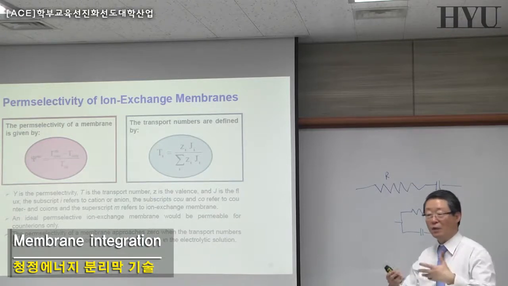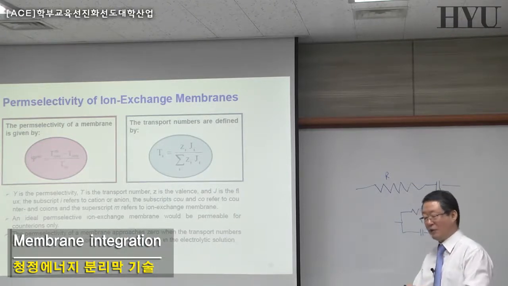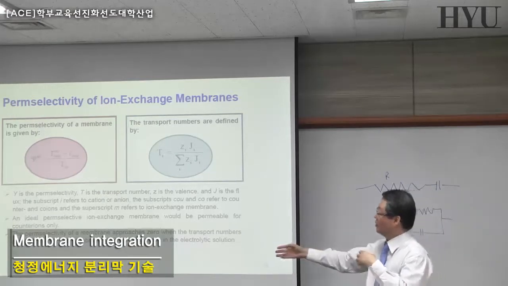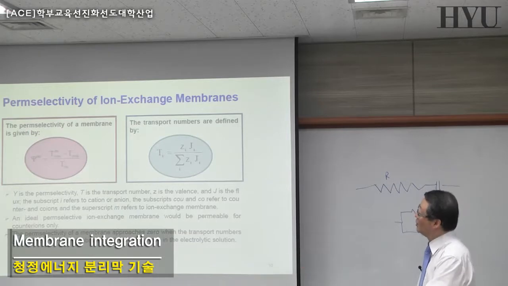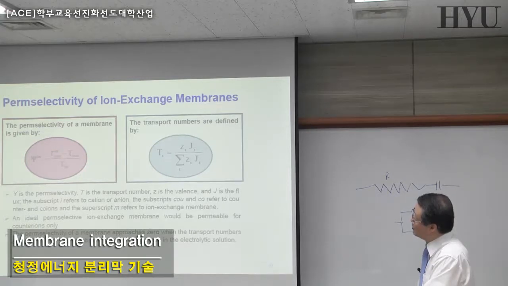How mobile, how fast your ion will be transferred. The counter ion or the cation will be transferred through the membrane. There's a Tcou or a Tco, and M represents the membrane. So the permselectivity is determined by Tcou^M minus Tco divided by Tco.